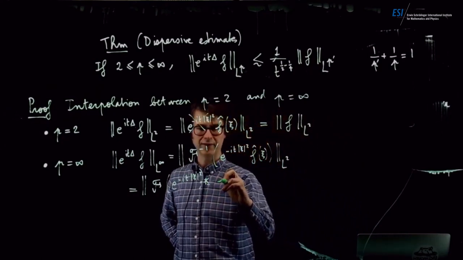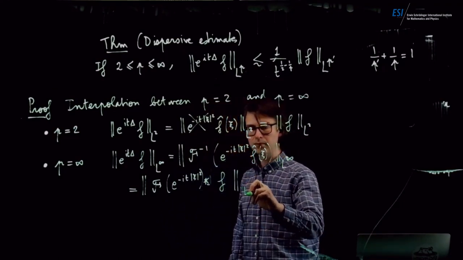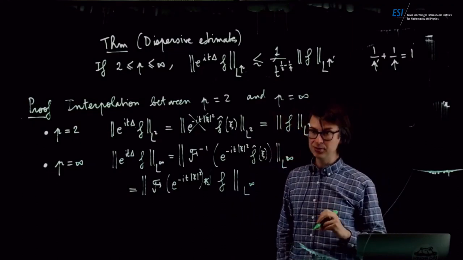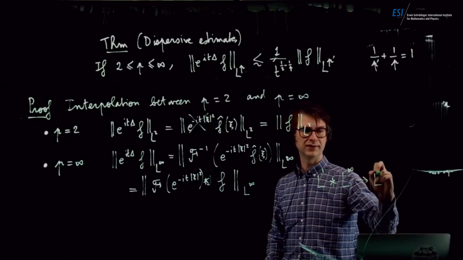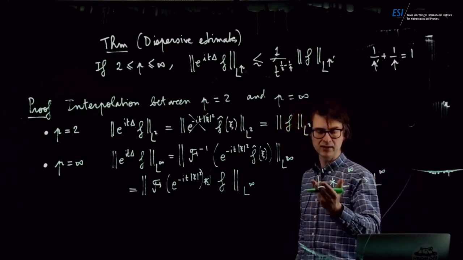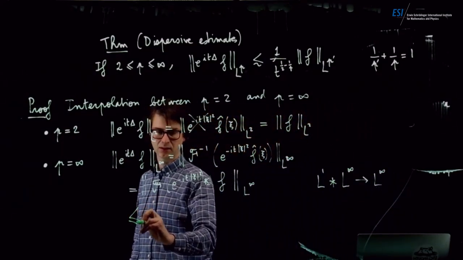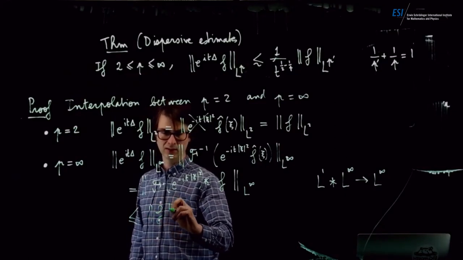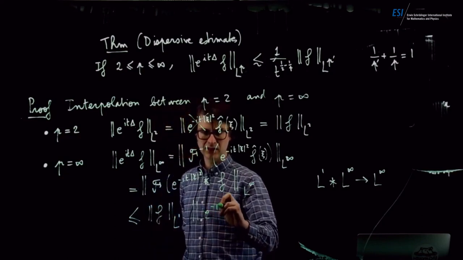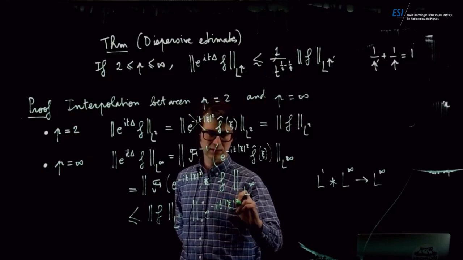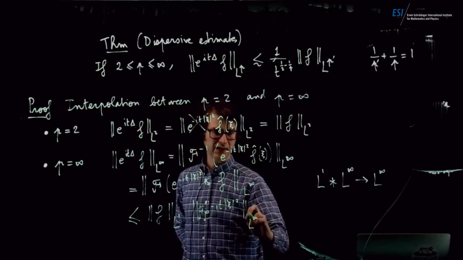f, and this is in L infinity, right? So now we use that L1 convolved with L infinity gets you to L infinity, which is immediate just by writing the definition. So then this is less than the norm of f in L1 times the norm of the inverse Fourier transform of e to the minus i t xi squared in L infinity.